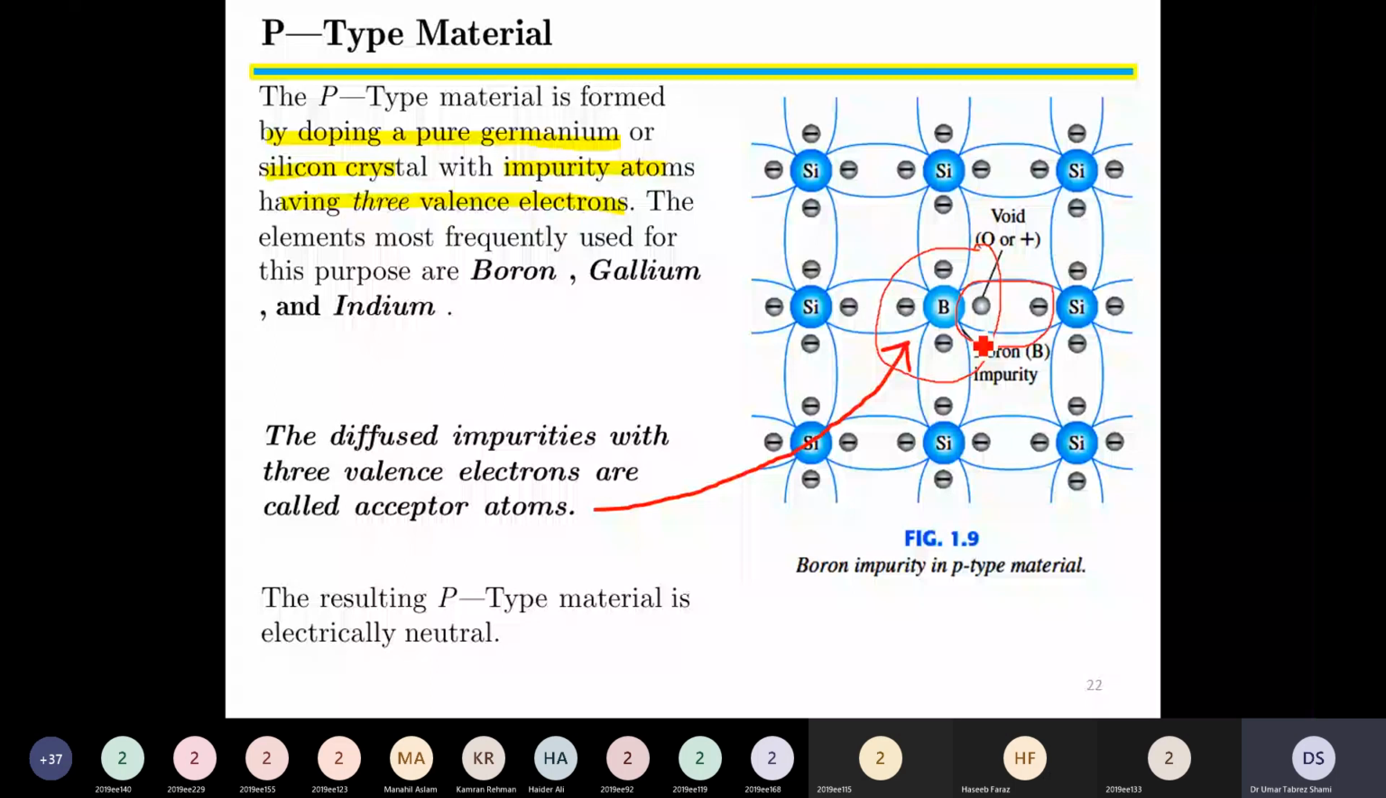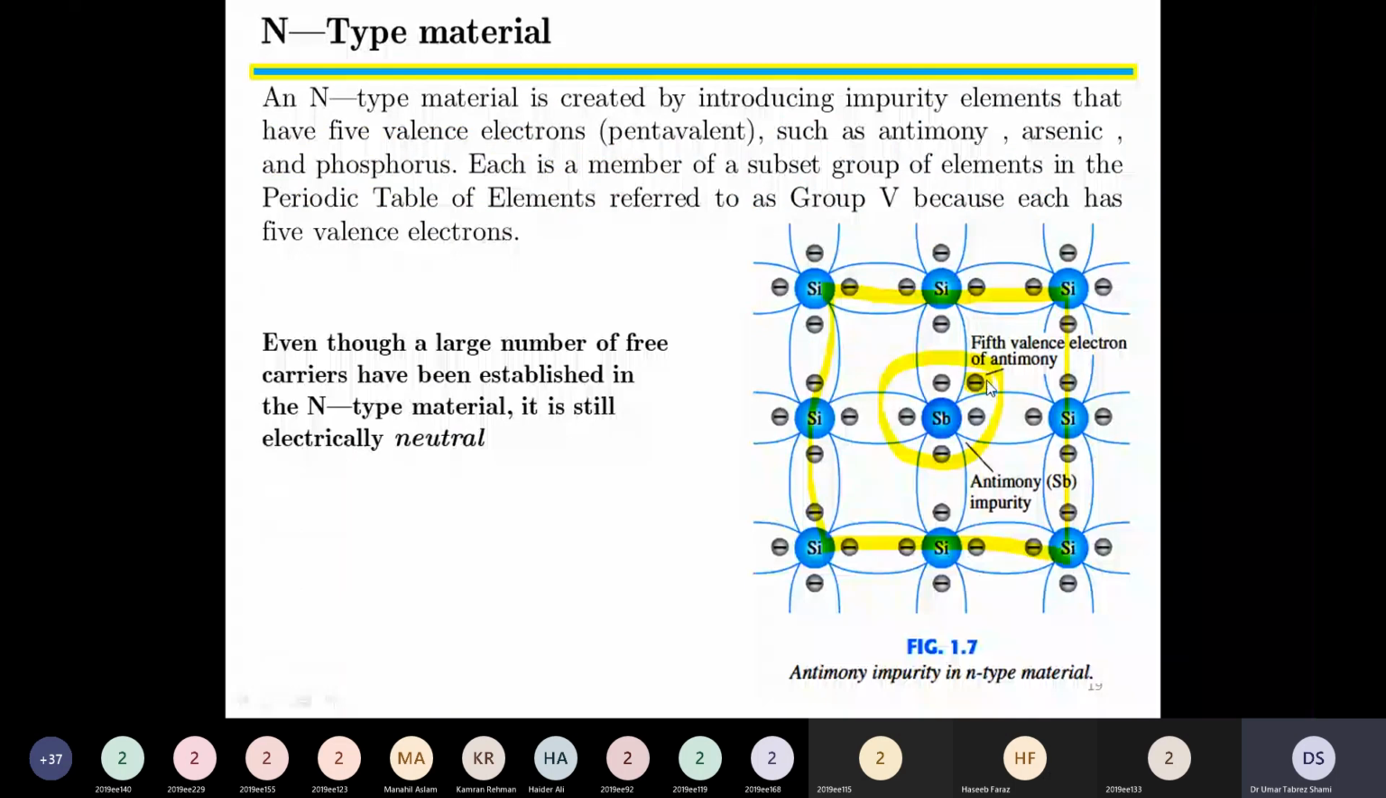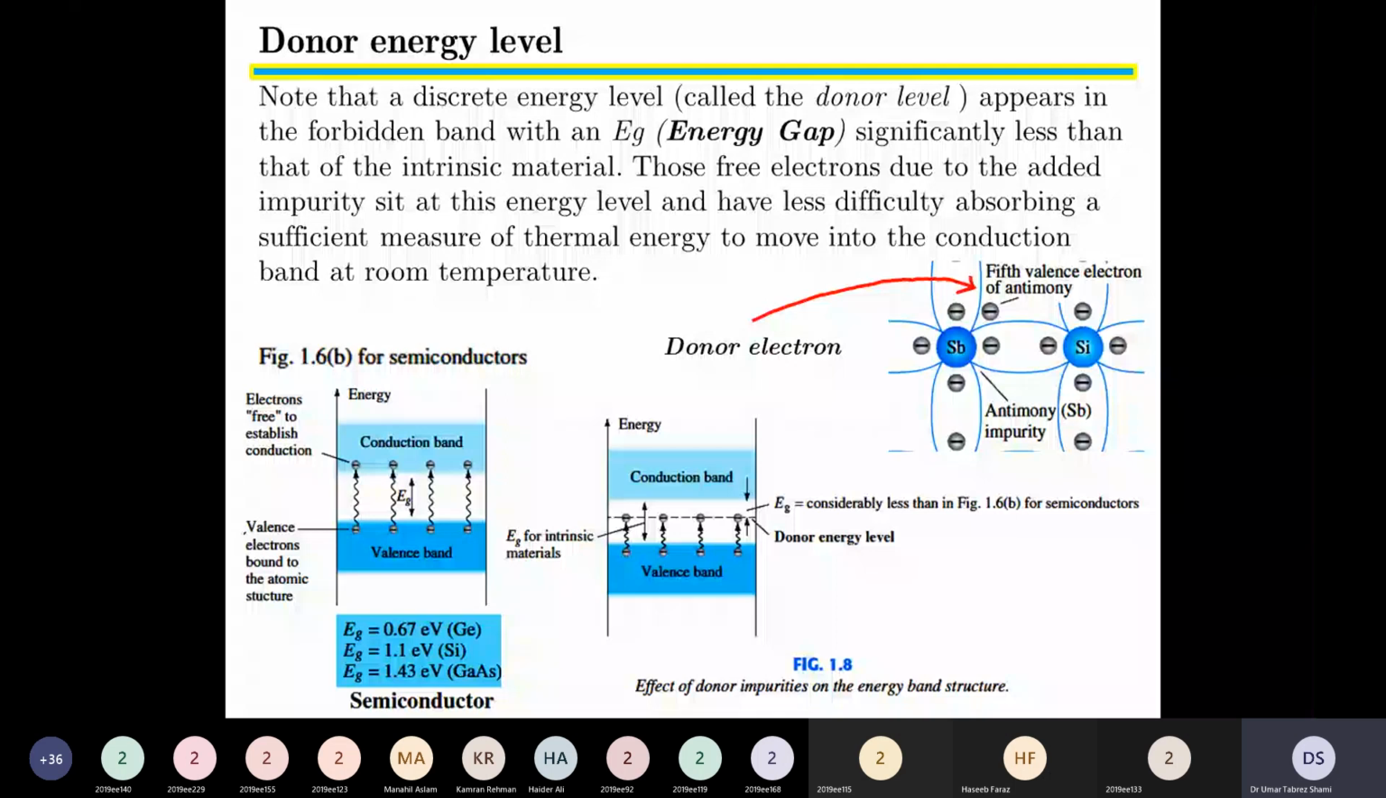In the n-type material, we saw one extra electron. This electron is ready to be donated. It is available for donation. Hence, it is called the donor atom. Now, with this concept, we come to what is donor energy level.